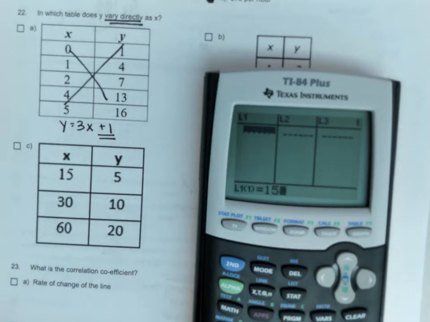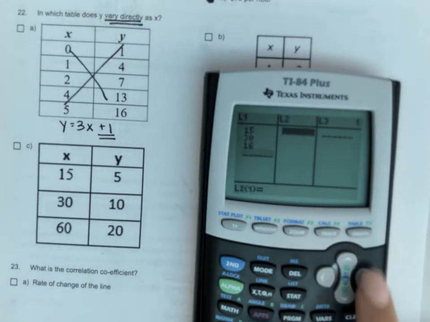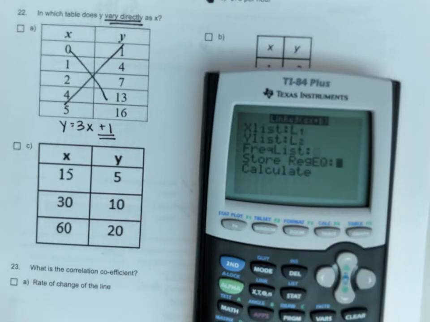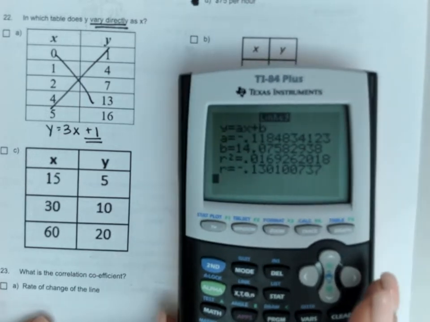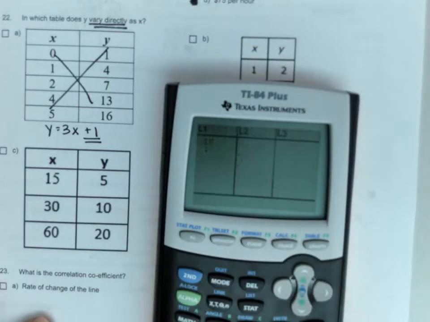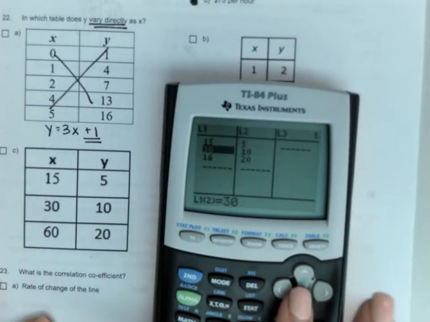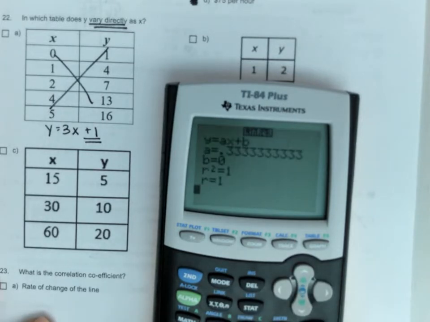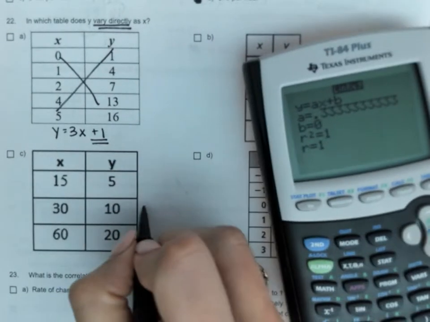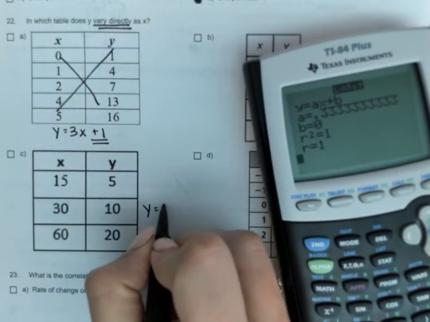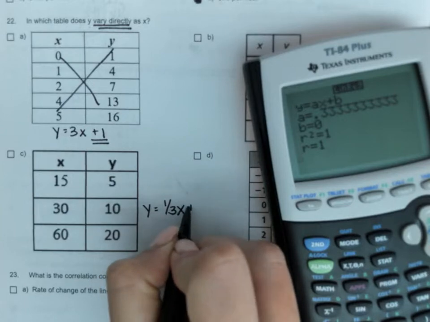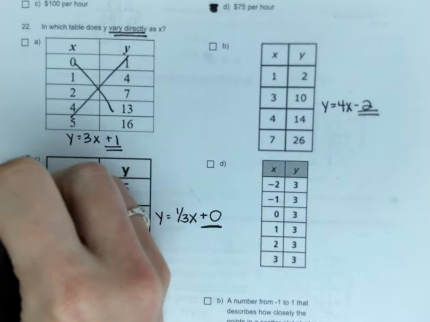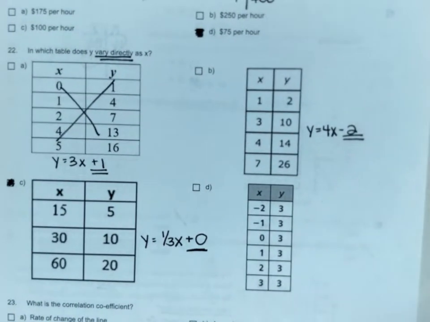Putting in the next one. Let me make sure I typed that in correctly. 15, 30, this is 60. Okay, so this is y equals 0.333333, which is 1/3 x plus 0. Right here, we've got that plus 0. This is my direct variation.